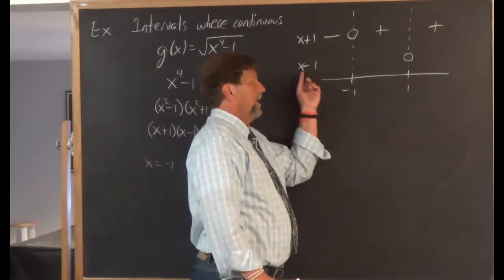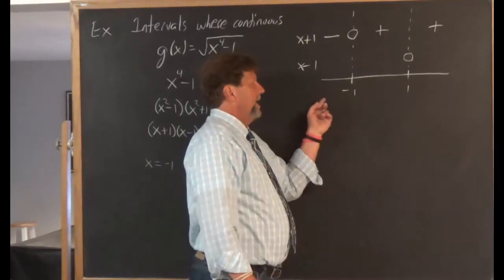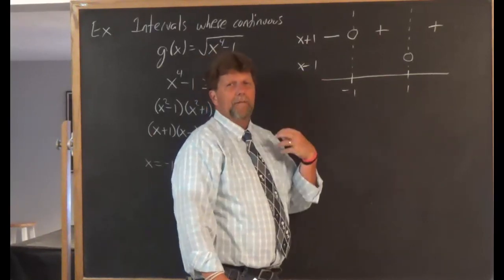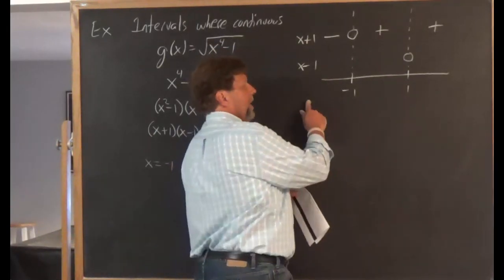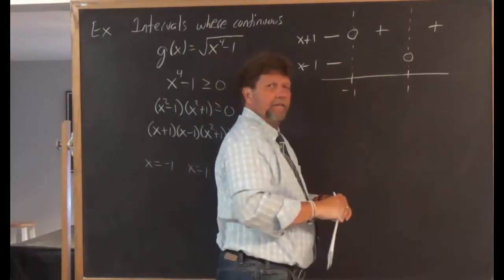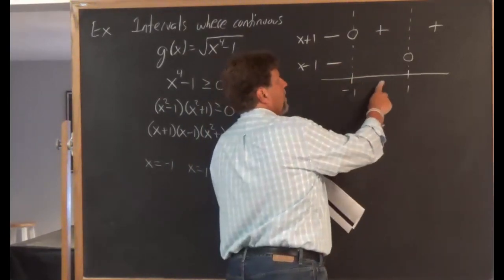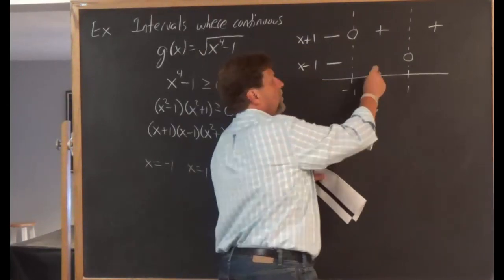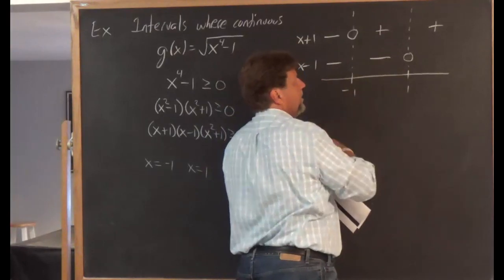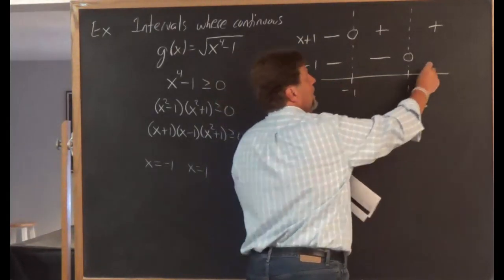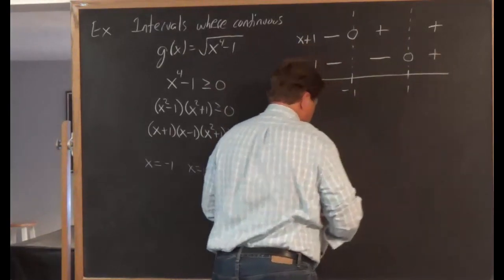Repeat that for x minus 1. So if negative 2, which is in this interval, went in here for x, out would come a negative number. So no matter what number you pick in this interval and put in for x, x minus 1 will be negative. And no matter what number you pick in this interval and put in for x, x minus 1 would be positive.